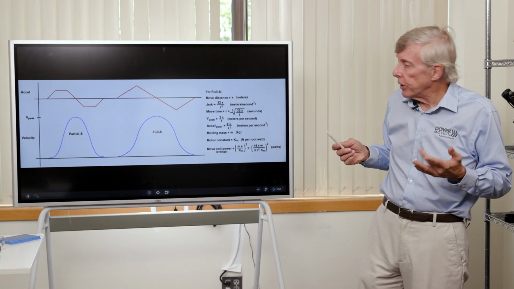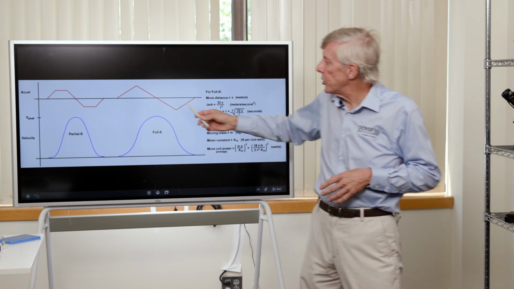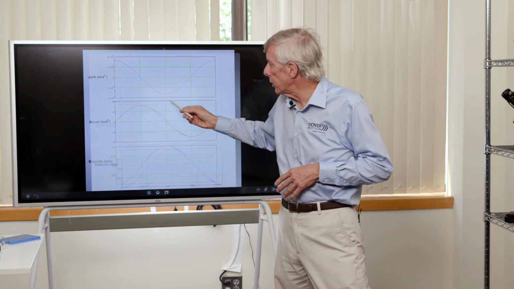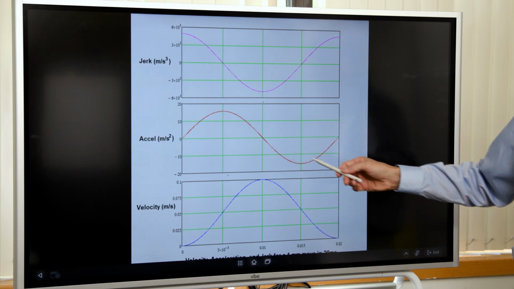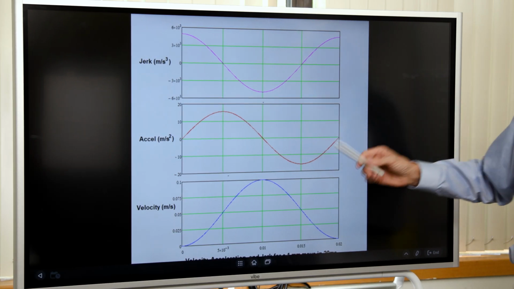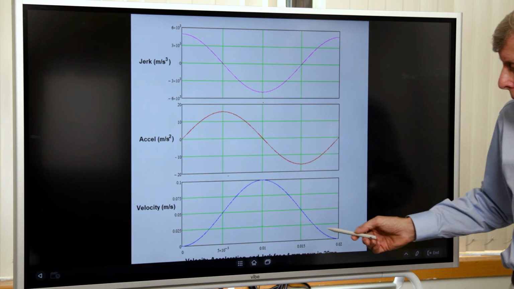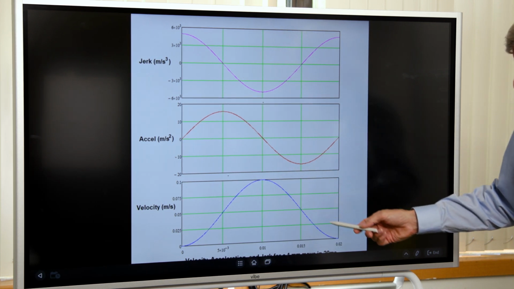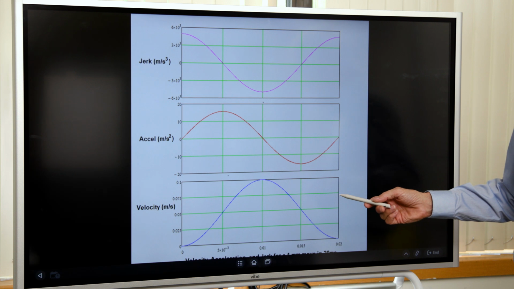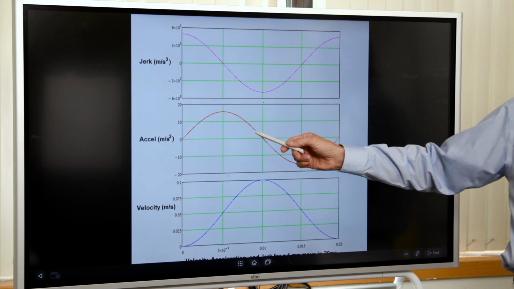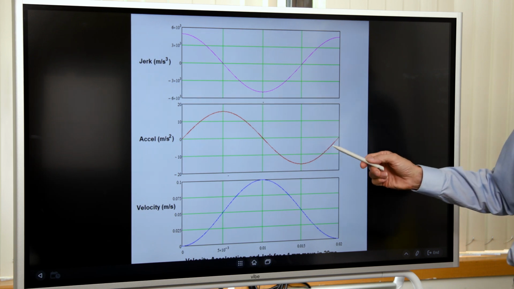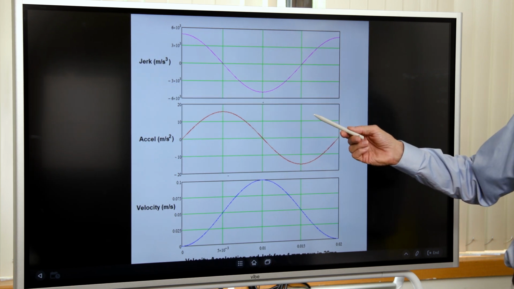So an alternative that's a little better yet is that instead of doing a triangular acceleration profile, we use a sinusoidal acceleration profile. Now, when we look at velocity versus time here, it looks pretty much like an S-curve. Really hard to tell the difference. But the acceleration curve is where it really stands out. Instead of a triangle, it's now a sine wave.